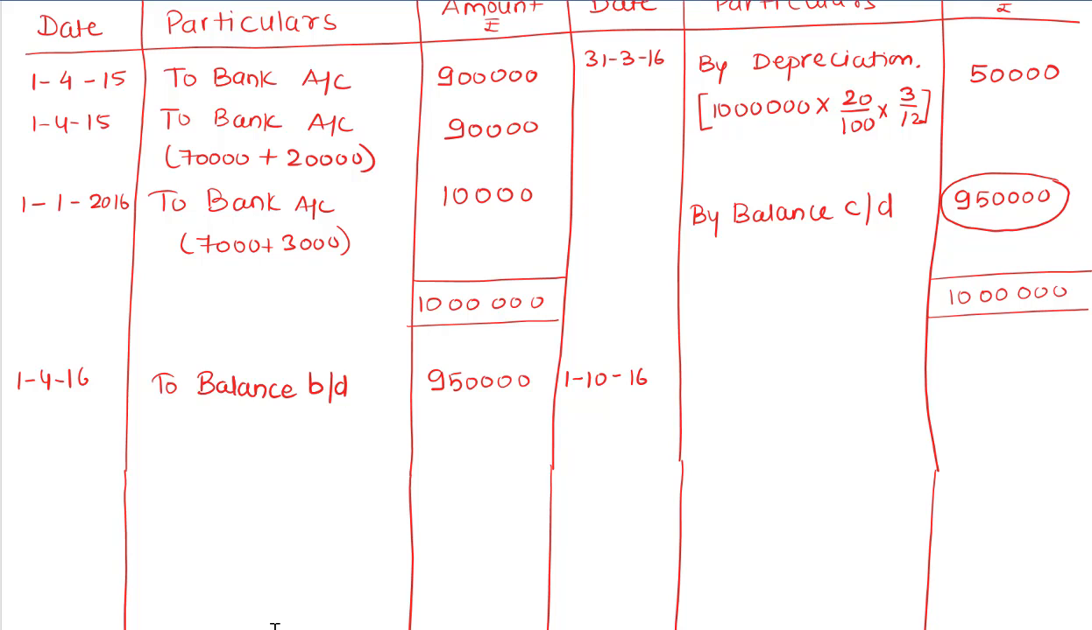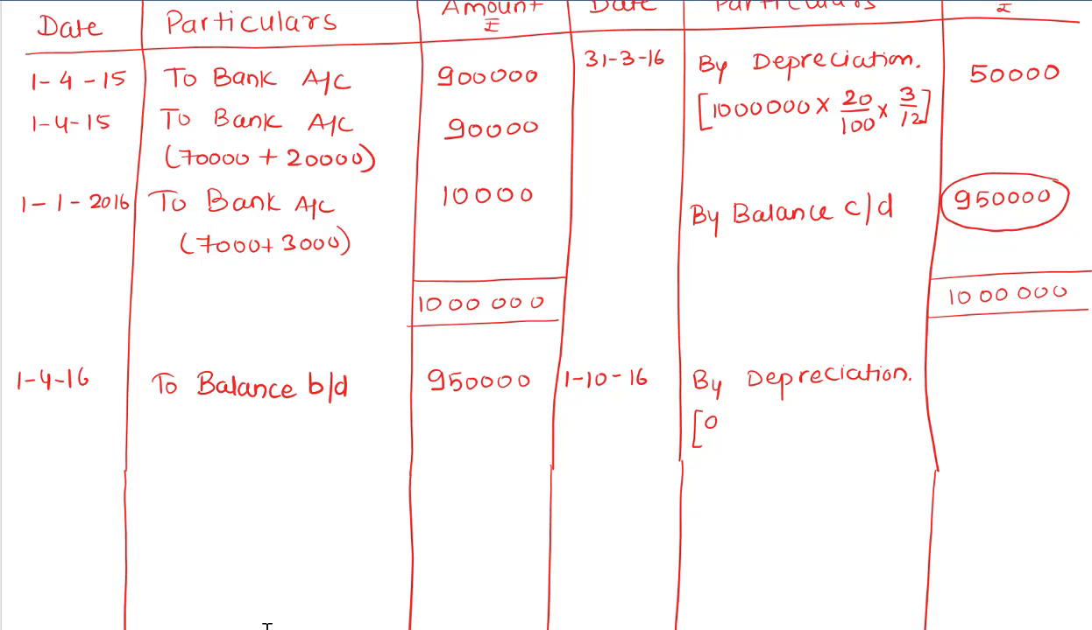On 1st October 2016, one machine sold for a profit of 10%. So we need to calculate depreciation because we want to sell this machine. So we will calculate depreciation for 6 months.